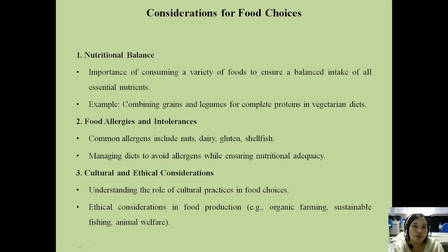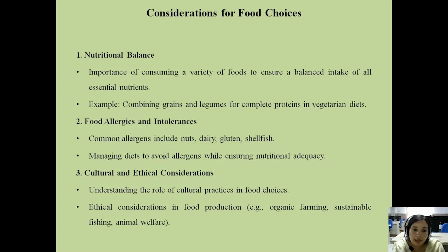Then considerations for food choices. Nutrition balance: the importance of consuming a variety of foods to ensure a balanced intake of all essential nutrients. Example, combining grains and legumes for complete protein in vegetarian diets. Food allergens and intolerances: the common allergens include nuts, dairy. Some have allergies to nuts, some to dairy products, and gluten. Managing diets to avoid allergens while ensuring nutritional adequacy.